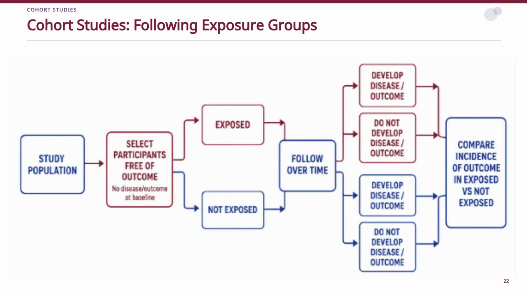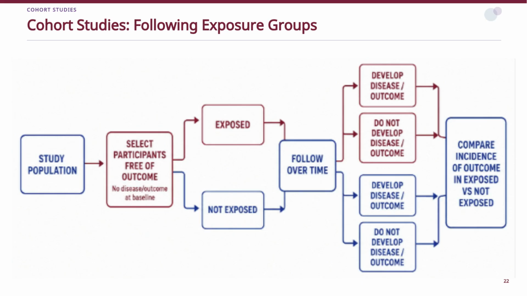A cohort study is an observational study in which a group of people is classified according to their exposure and followed over time to see who develops a particular outcome. As shown in the flowchart, the study begins with a cohort of healthy subjects. First, the researchers identify the exposure groups by separating participants into exposed and non-exposed subjects.